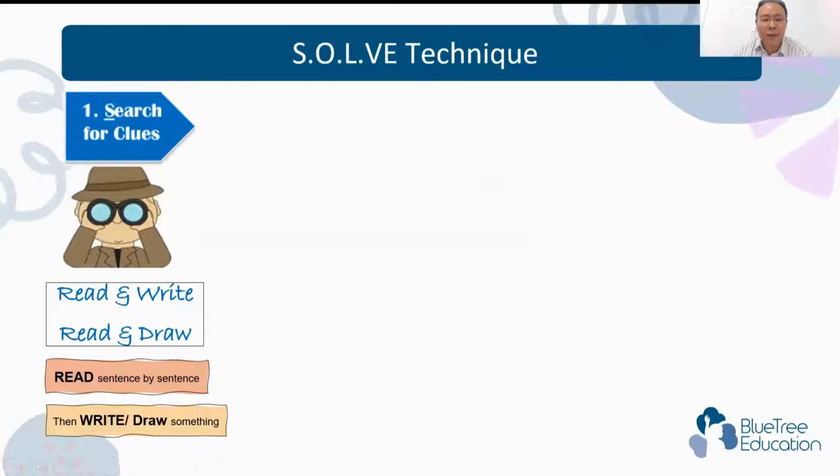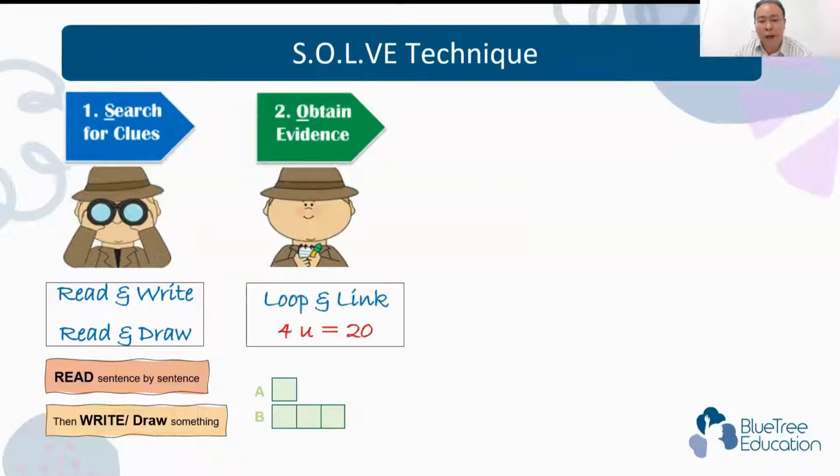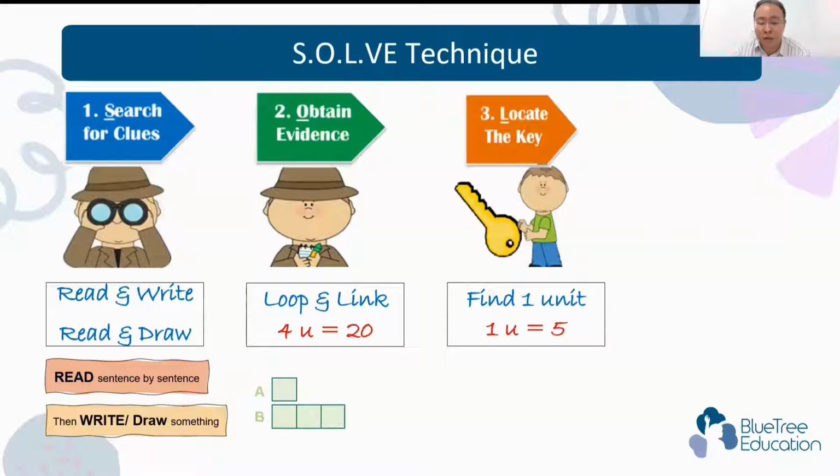So they may say something like, oh, A and B together has 4 units. So you can draw a model and express it like this, drawing the evidence or linking up the information. The 4 units has a total value of, let's say, $20. So you can link up the information and write 4 units equals to, or represents, $20.